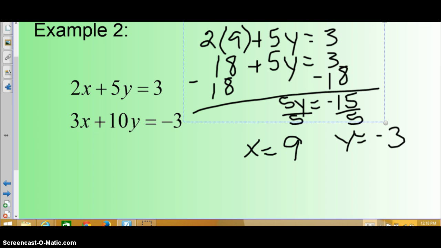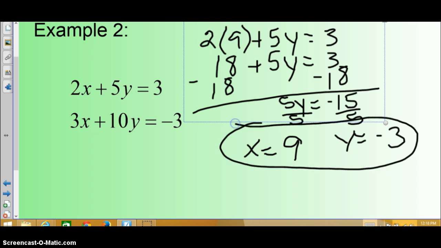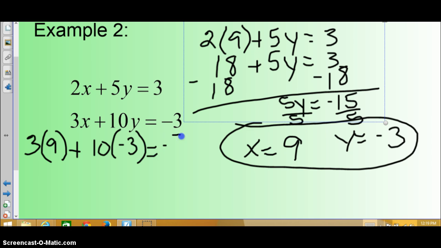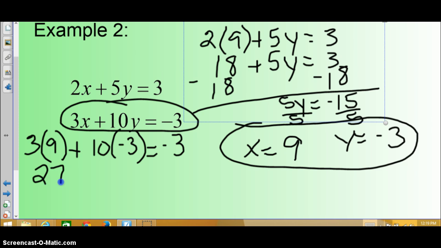So we've got the solution here. x is equal to 9, y is equal to negative 3, but you still need to put it into the second equation to make sure that it works. So we've got x is equal to 9, y is equal to negative 3. Putting it into this equation here, making sure that it works. 3 times 9 is 27. 10 times negative 3 is negative 30. Is 27 plus negative 30 equal to 3? Yes, it does, and so it checks out. So always make sure you put it into that second equation.